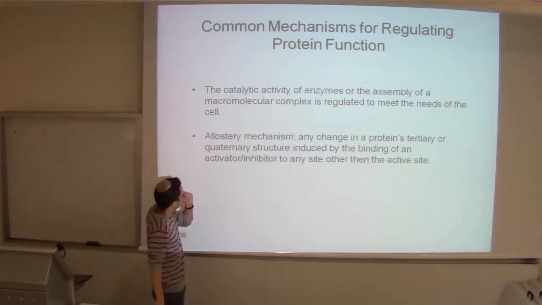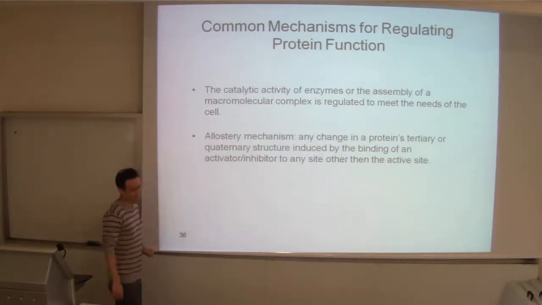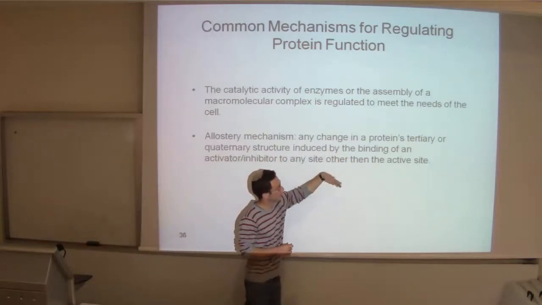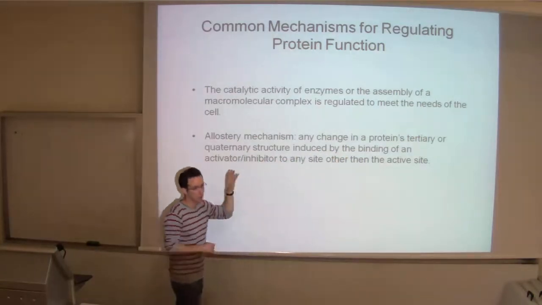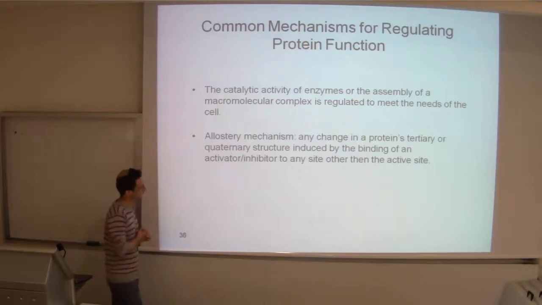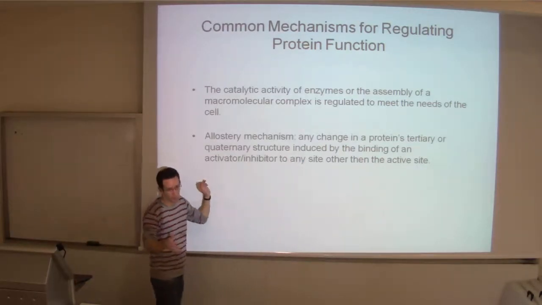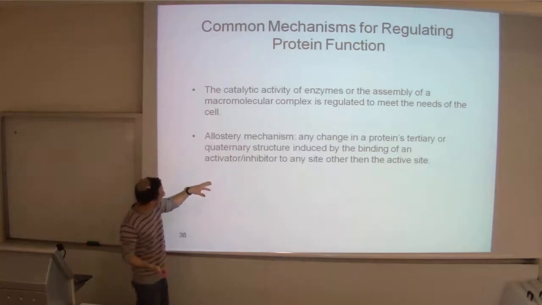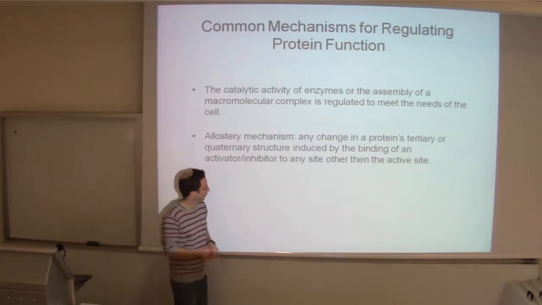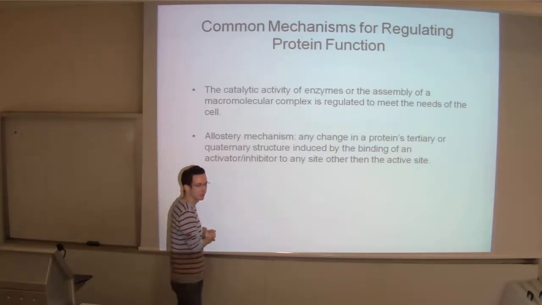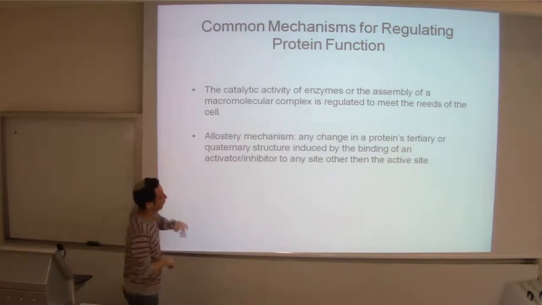And that's an important term. So, allosteric mechanism. It's a way of regulating proteins, but only a mechanism in which a change in a protein's tertiary or quaternary structure is induced by the binding of some other molecule, which can be an activator or inhibitor, to any site other than the active site. Only these mechanisms will be called allosteric mechanisms.